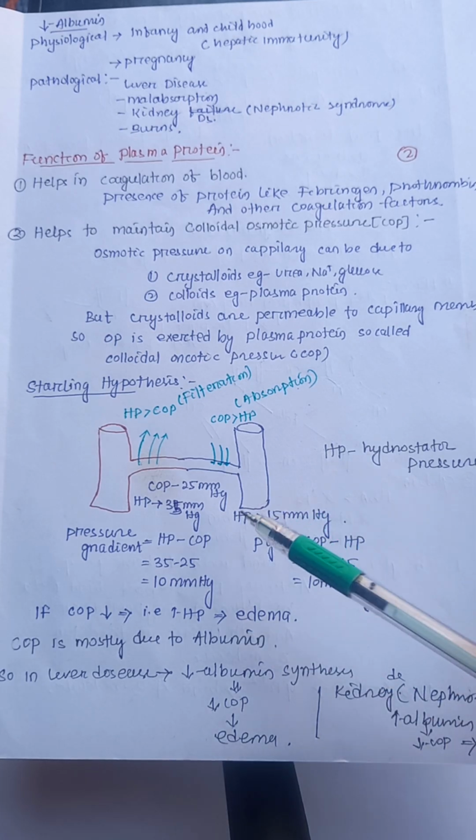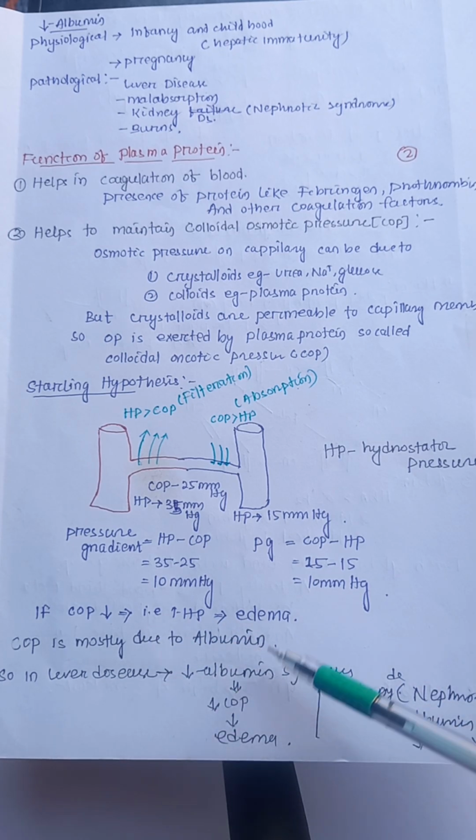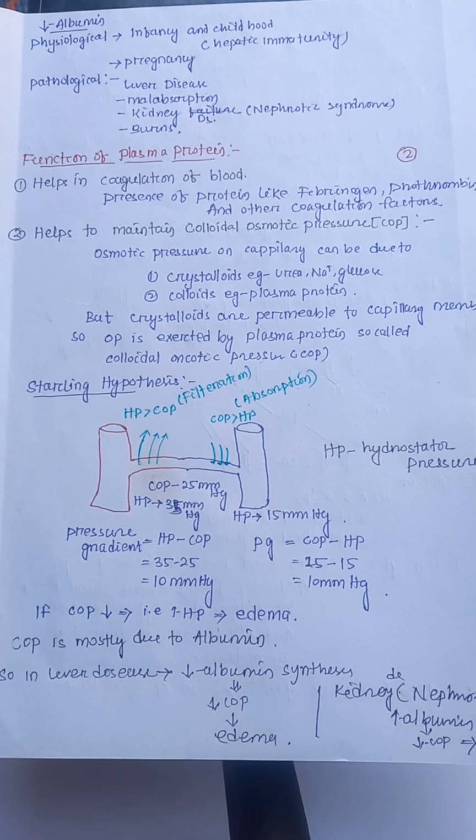Okay, this is one of the important points. If this balance is disturbed, it results in edema. If there is a decrease in the colloidal osmotic pressure or an increase in hydrostatic pressure, that causes edema formation. COP is mostly due to albumin, as you already know. So in liver disease, albumin synthesis is not possible, so COP and albumin decrease, and that's why edema results. Similarly in kidney disease like nephrotic syndrome, there is leakage of albumin from the kidney, which decreases the albumin level in our body and decreases the COP, resulting in edema. Like this, it is most commonly asked in reasoning type questions why edema is seen in liver disease.